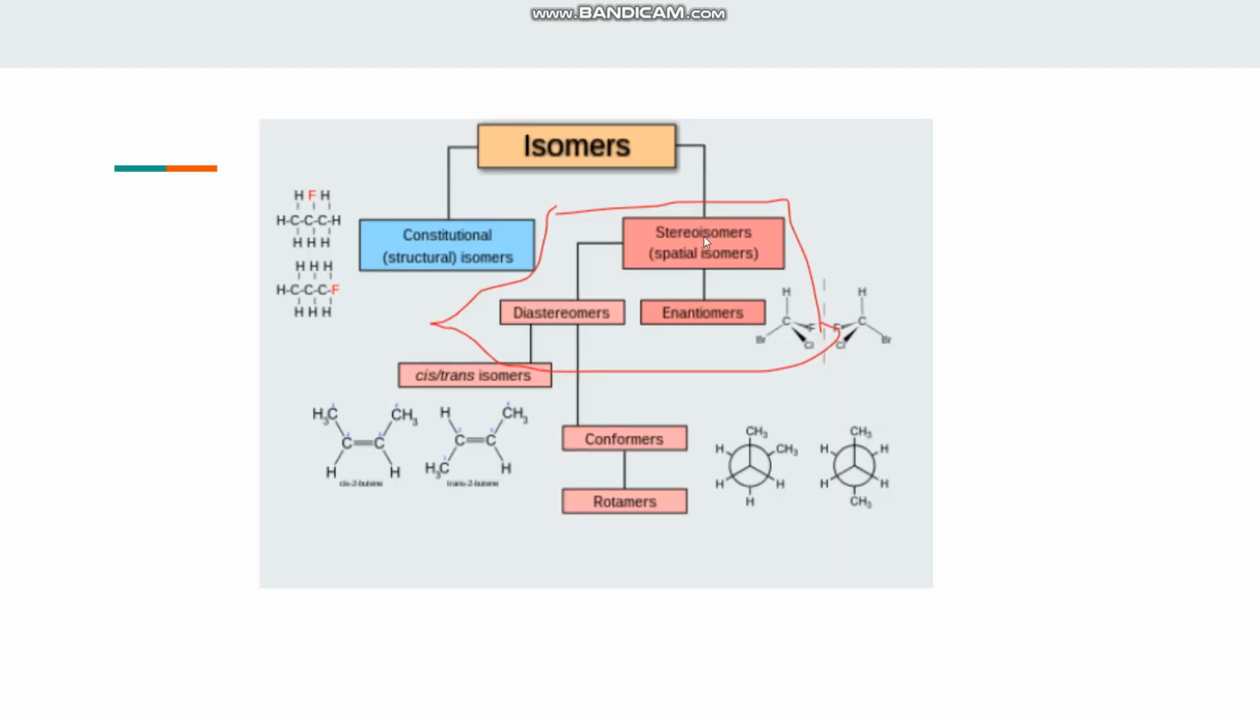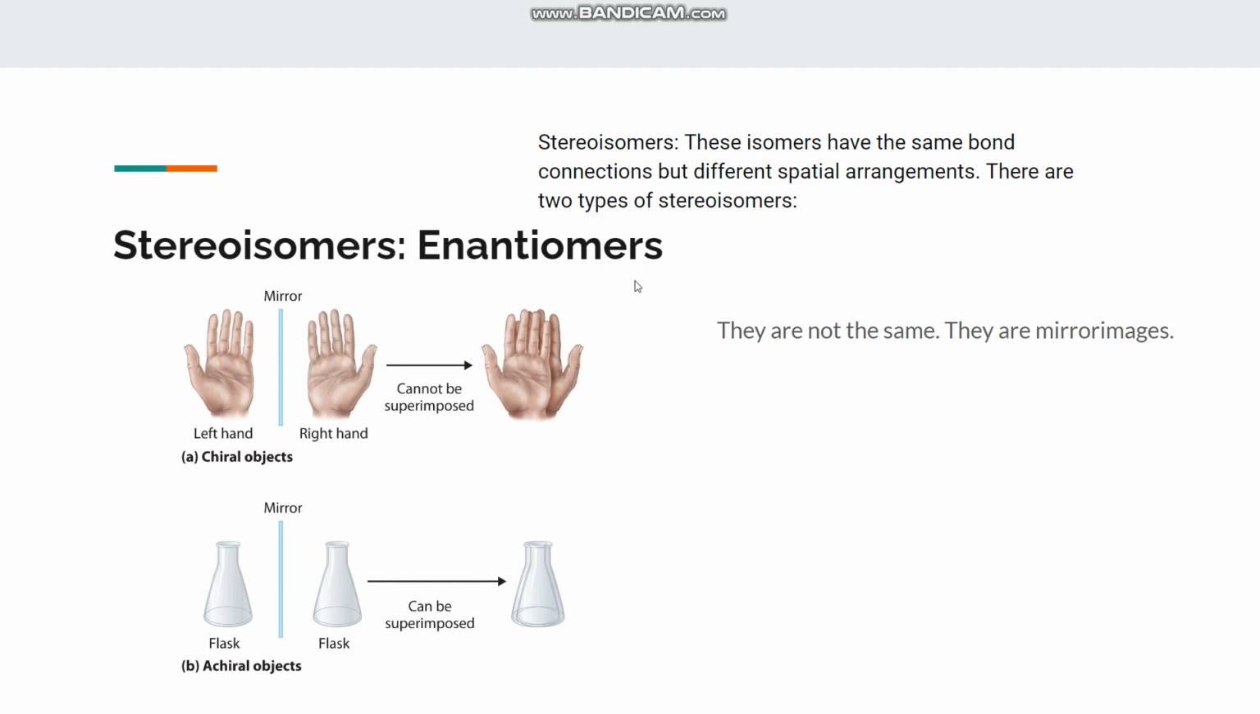Then let's talk about stereoisomers. So stereoisomers, these isomers have the same bond connection but different spatial arrangements. So this means that their orientation in space, in 3D space, differs. They're not the same in 3D space. So a good example is your two hands. They might look the same, but they're not the same because they cannot be superimposed on each other. So we say that these are instead mirror images of each other. Okay, same thing with these two flasks right here.